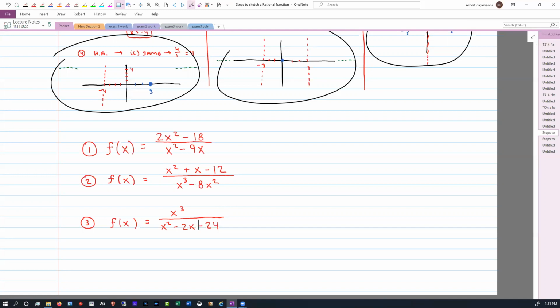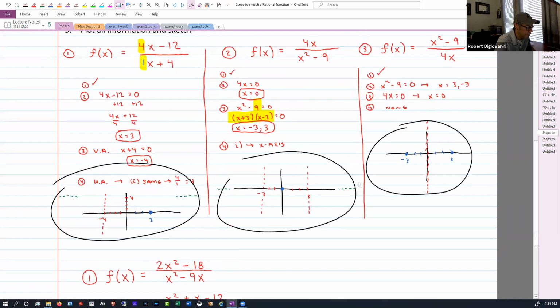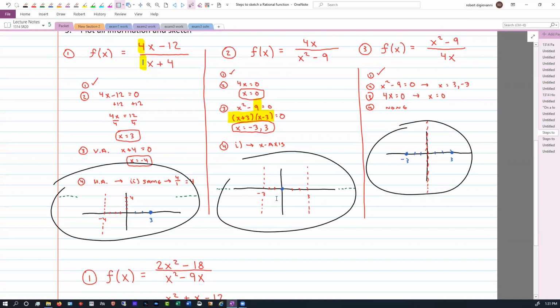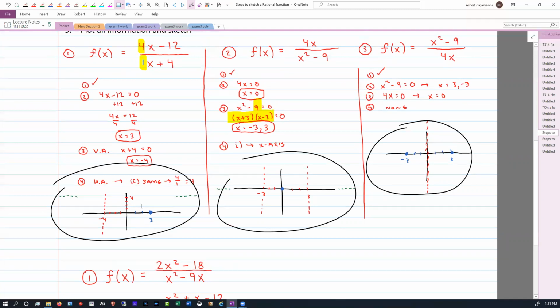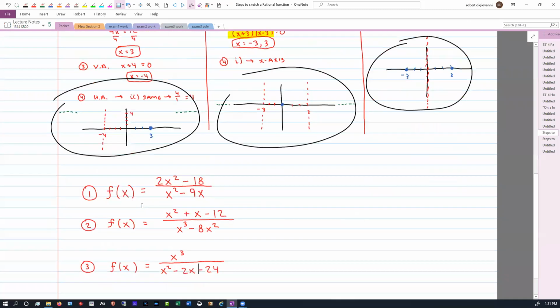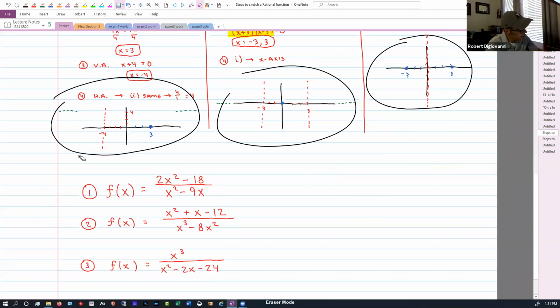I was wondering if you could just do one of the problems we just did, just do the rest of it. The drawing? Yeah, which one do you want me to do? How about number 1 will work. Okay, so let me just draw it over here.